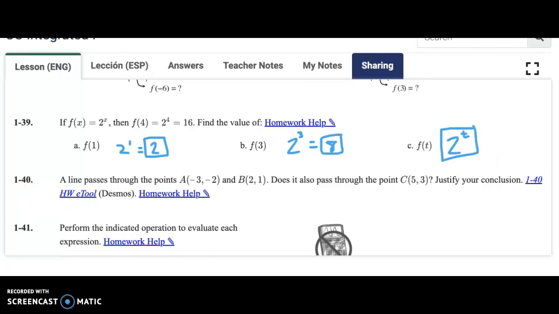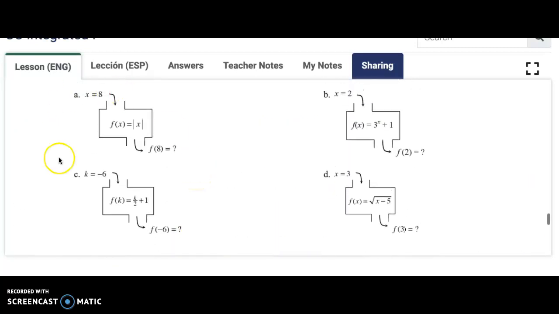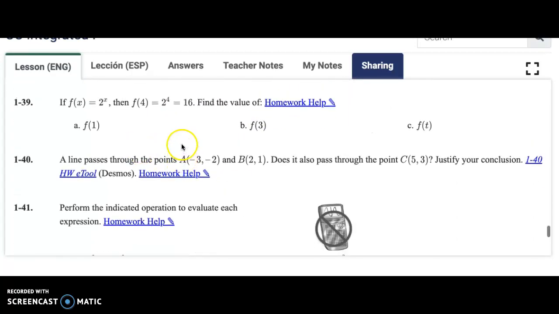So those are the three types of problems that you're going to be seeing on the assignment that you're going to be completing in the next few minutes. You will either see an actual diagram where you have to plug in a number. I'm going to take this 8 and plug it into the equation and figure out what my answer is. Or it'll be written out. Find the value of this if you are plugging in this input.